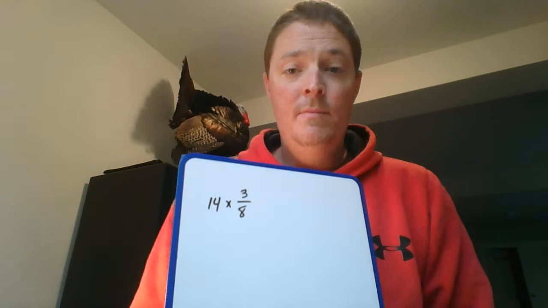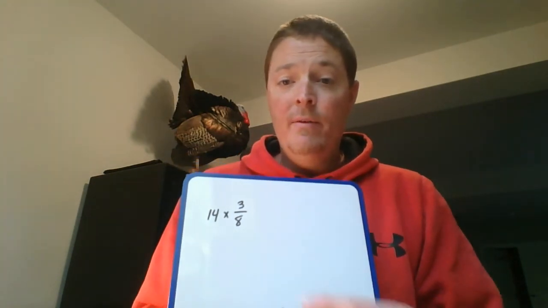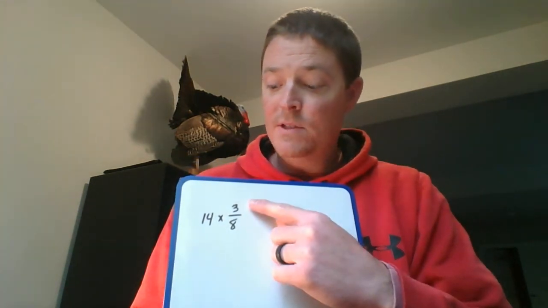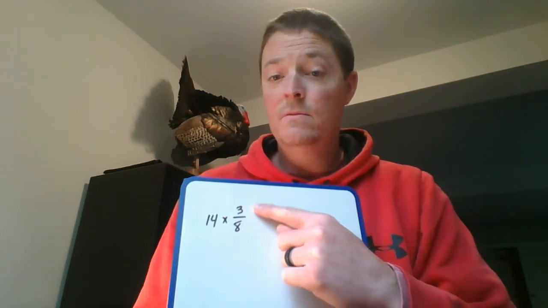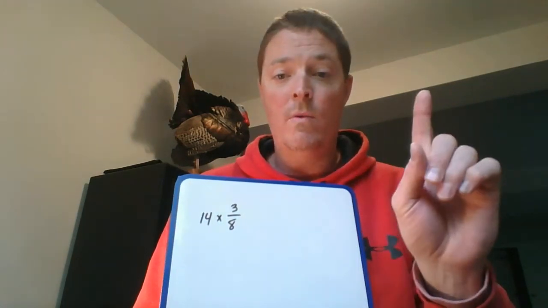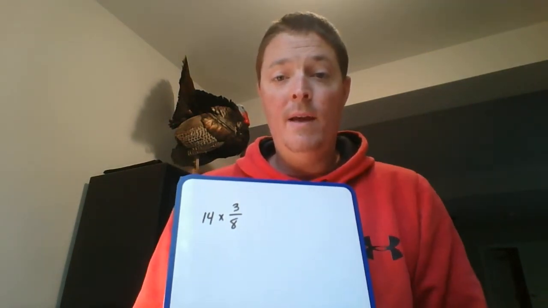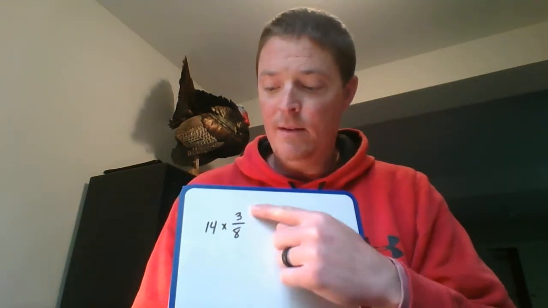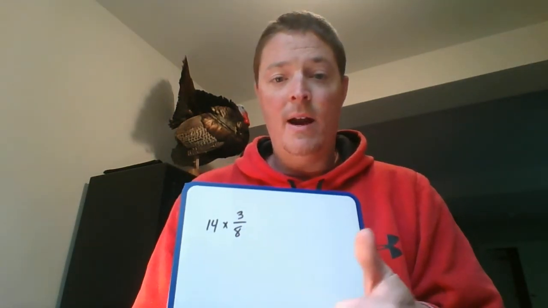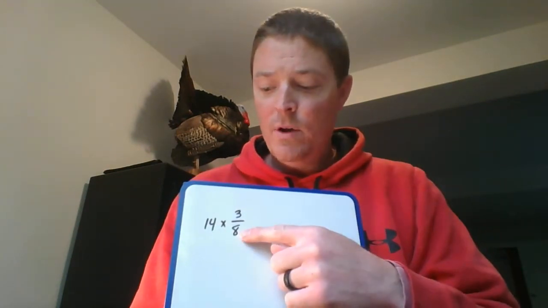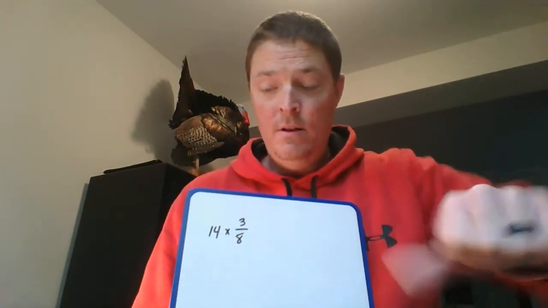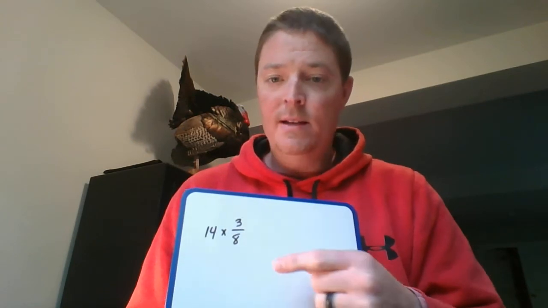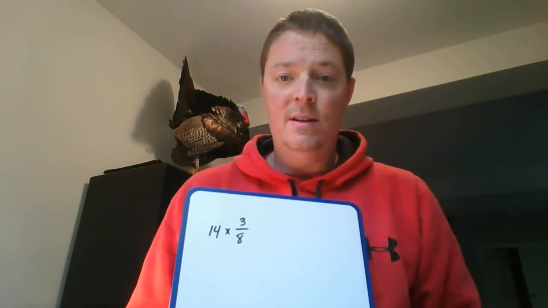All right, so Mr. Gobbler, what do you think? If I were to do 14 times 12/8, which is more than one whole, what do you think would happen? You're right. It would be more than 14. So when this number is more than 1, it's going to make our answer go up. When it's smaller than 1, it's going to make our answer go down. And when it's exactly equal to 1, it's going to leave it the same. It would be 14 in this case.